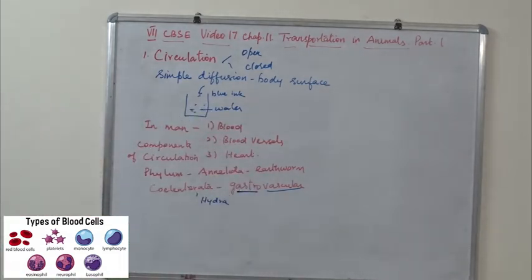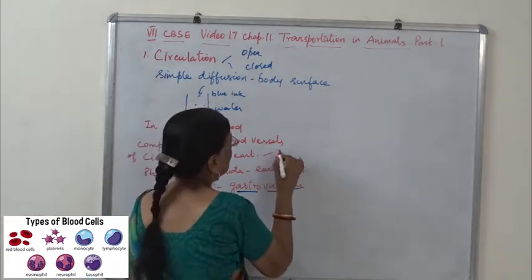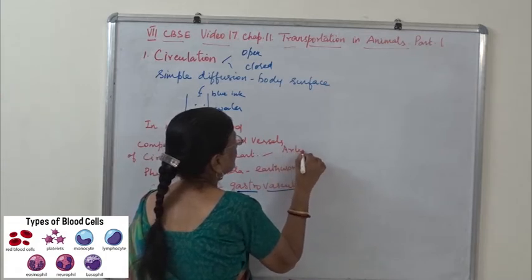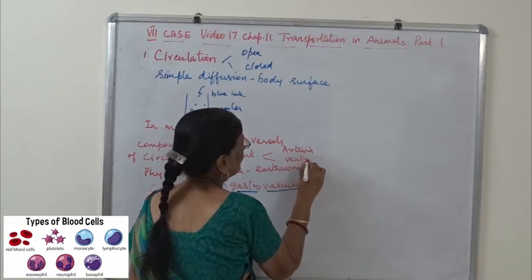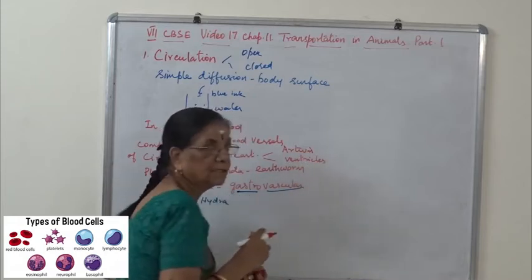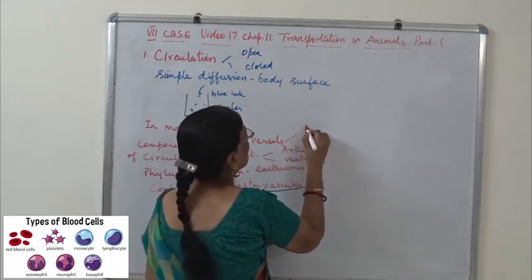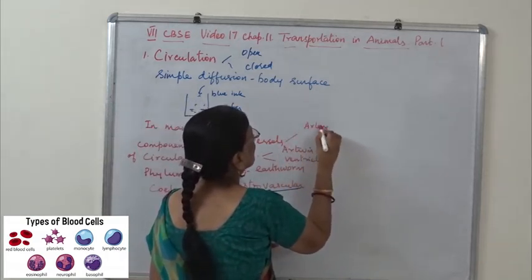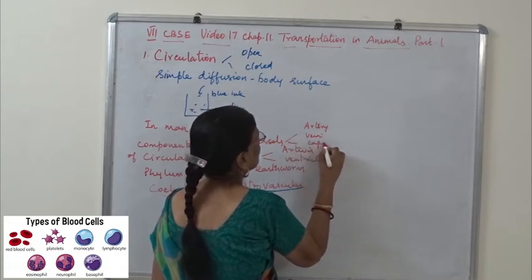Right. Now next, we say the heart. Normally it is soft. The heart is formed of heart chambers as atrium and ventricles. And the blood vessels are artery, vein and capillaries.